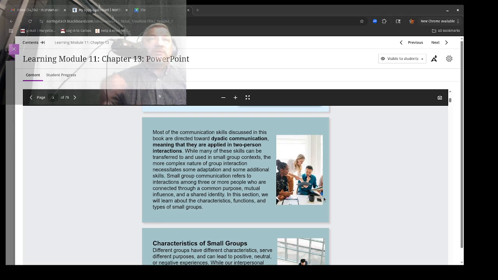So small group communication refers to, and I'm sorry, I just noticed that I didn't bold this, so make sure we're paying attention. Small group communication refers to the interaction between three or more people who are connected through a common purpose, mutual influence, and a shared identity. You'll need to know that definition for the final. In this section, we'll learn about the characteristics, functions, and types of small groups.